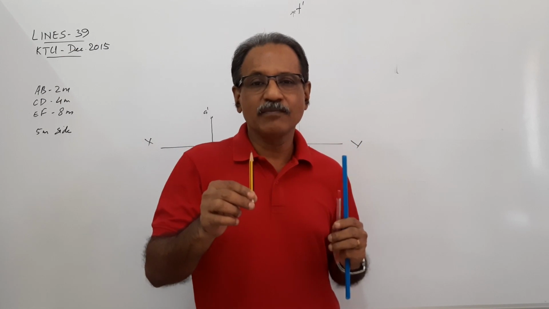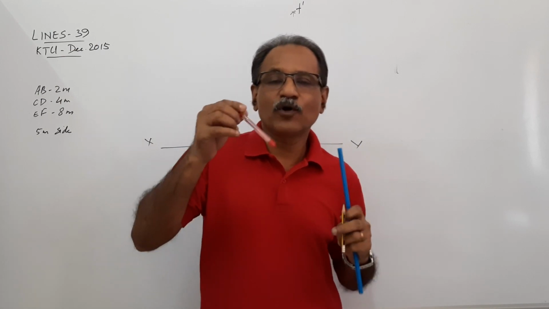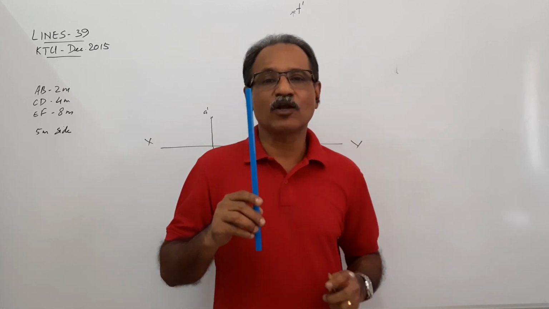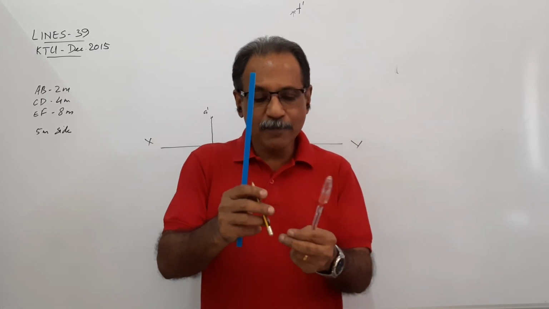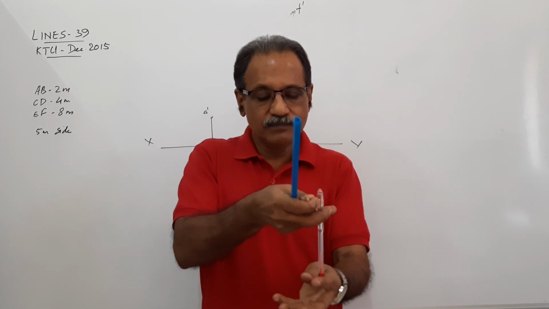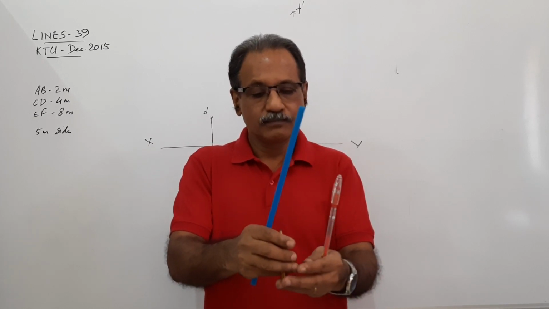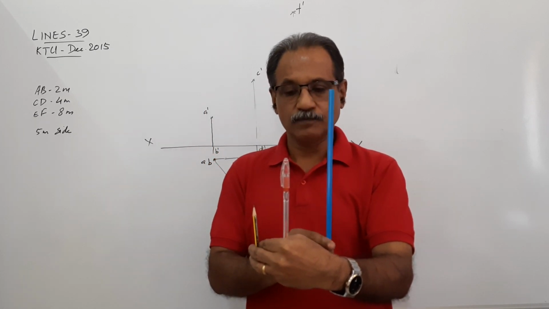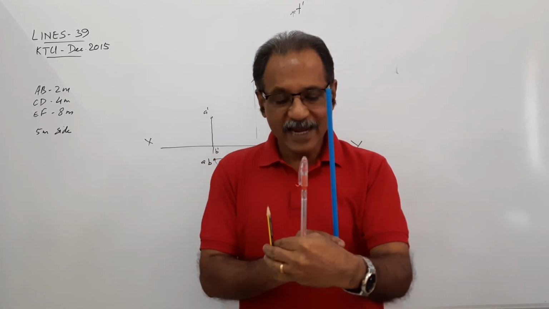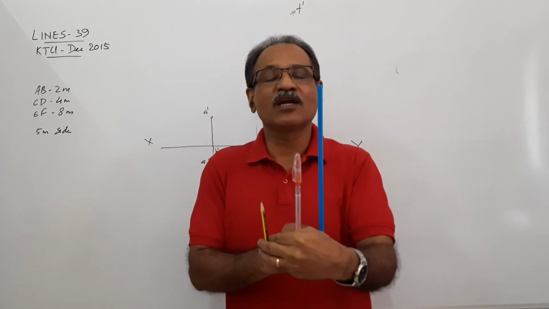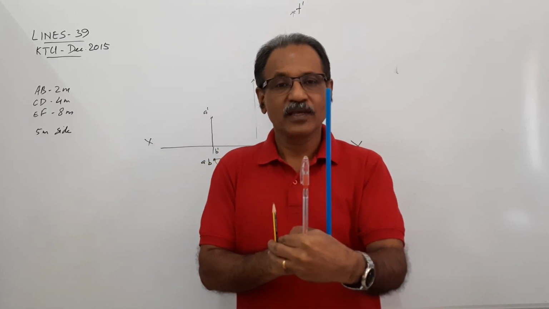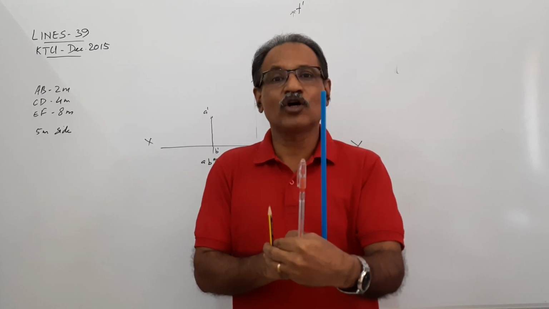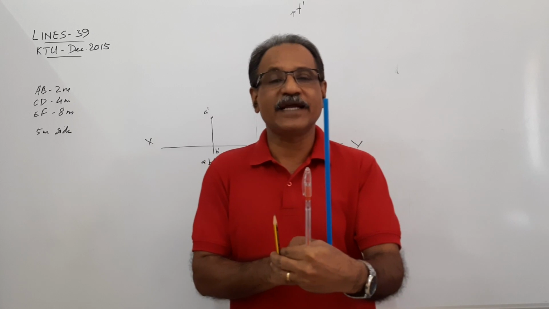Vertical pole AB 2 meter long, vertical pole CD 4 meter long, and vertical pole EF 8 meter long. The three poles are on the ground and they stand on the corners of an equilateral triangle of 5 meter side.